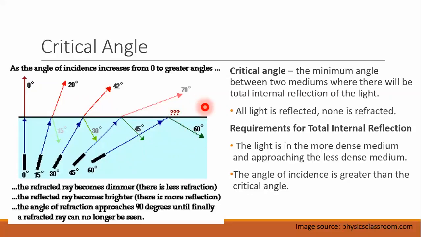This is called our critical angle. This is the minimum angle between two mediums where there will be total internal reflection of the light. All the light is reflected, none is refracted.